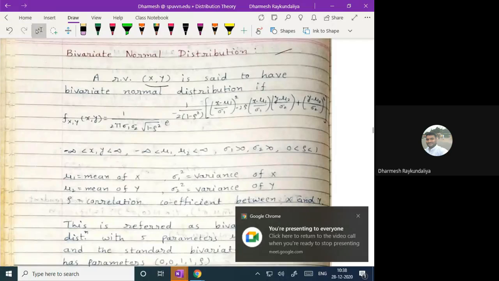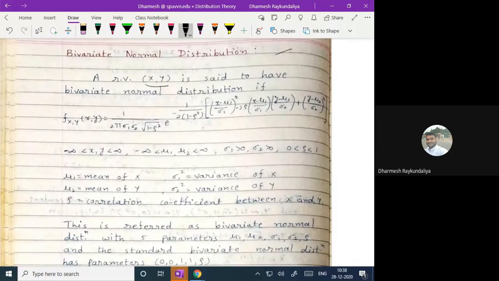So when you say that (X, Y) is said to be a bivariate normal distribution if it has this PDF, it is very simple to remember. There are two random variables X and Y, and rho is the correlation between X and Y. If they are independent, rho is 0, so it is 1 upon 2 pi sigma 1 sigma 2. We know that the individual probability is 1 upon root 2 pi sigma 1.